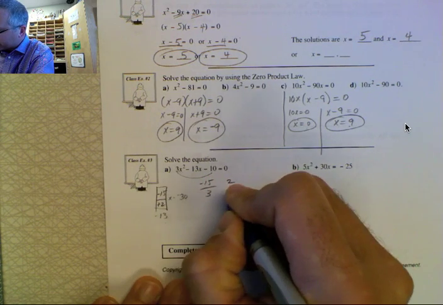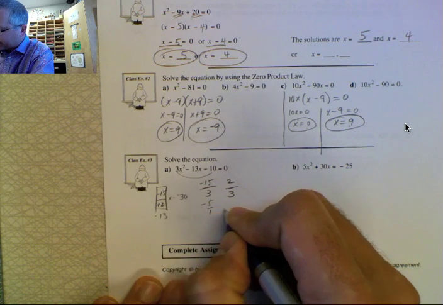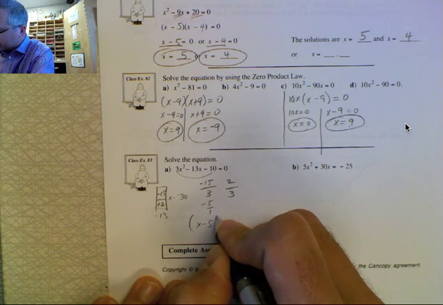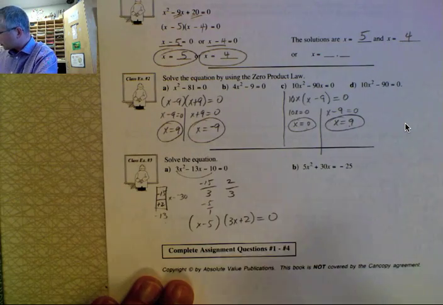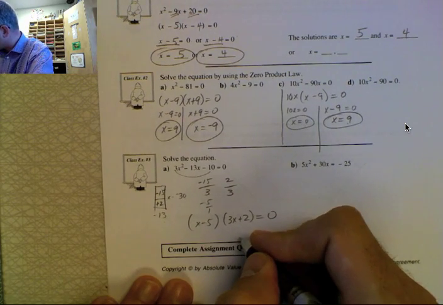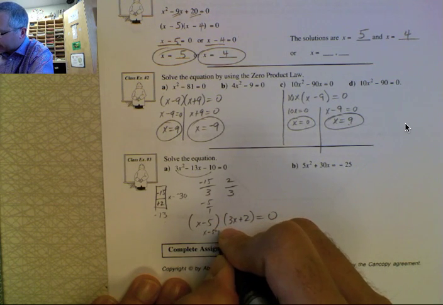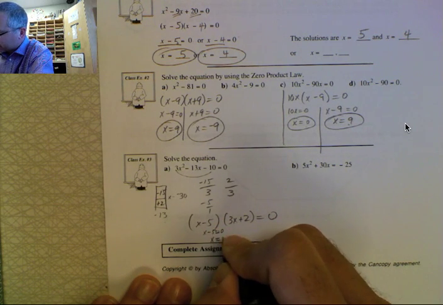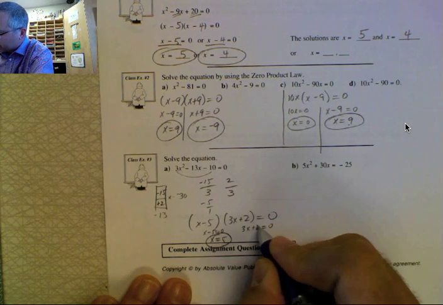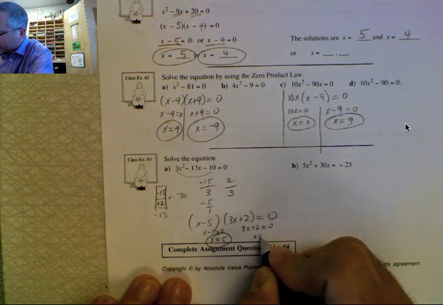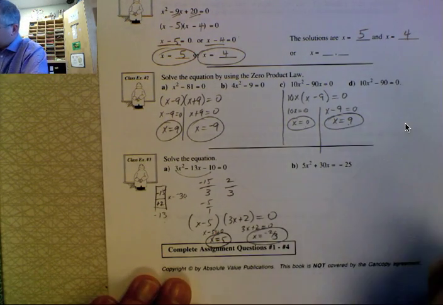So we divide those by our leading coefficient. We simplify where we can. And our factors are x minus 5 and 3x plus 2. So now we have to equate each of these things to 0. X minus 5 equals 0, so we have an x-intercept at 5. 3x plus 2 equals 0, so you subtract 2 and divide by 3, and you get negative 2/3 as an x-intercept.